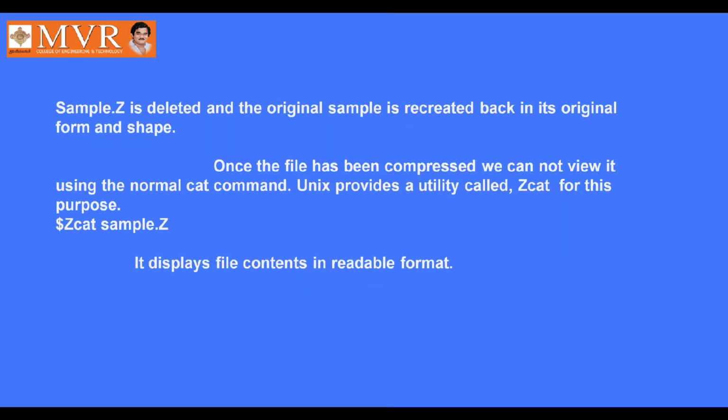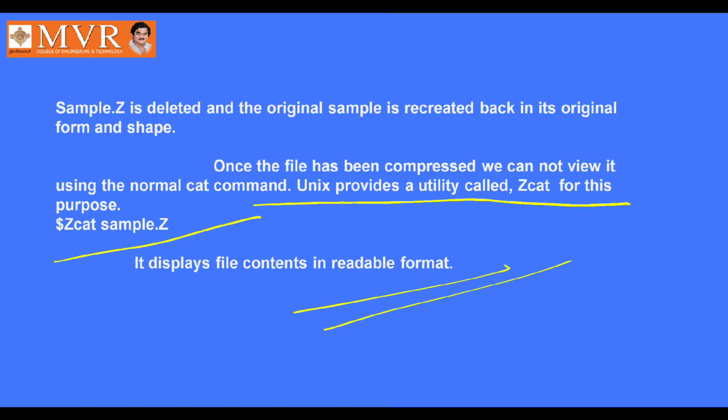Same thing I have told you. Once the file has been compressed, we cannot view it using the normal cat command. So zcat for the purpose, you can use zcat sample.z. Then the contents will be displayed in the readable format.